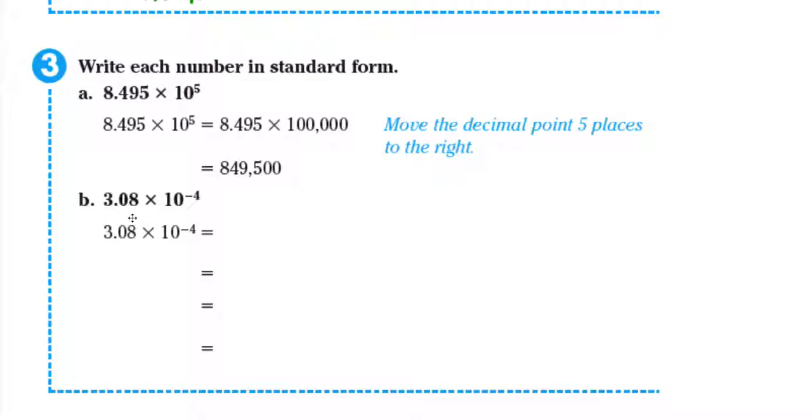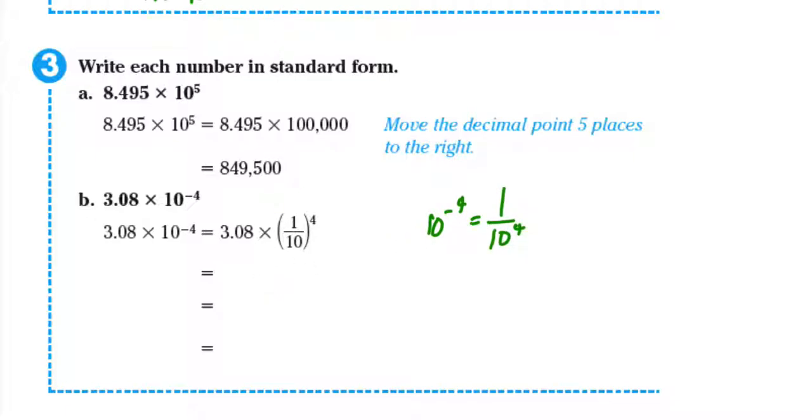In letter B, we look at the negative exponent, 3.08 times 10 to the negative 4. Since this is a negative exponent, instead of moving it to the right as in example A, we're moving it to the left this time, 4 spaces to the left. Or we simply multiply this by 1 over 10 to the 4th power, because that's following the rules of negative exponents. Let me redo that: 10 to the negative 4 is equal to 1 over 10 to the fourth power.